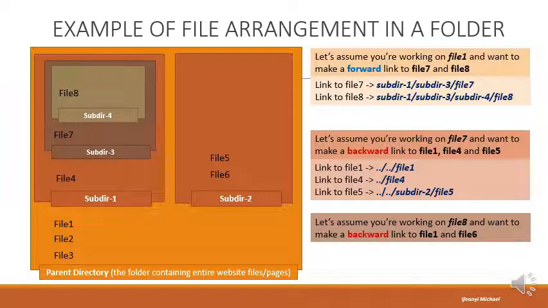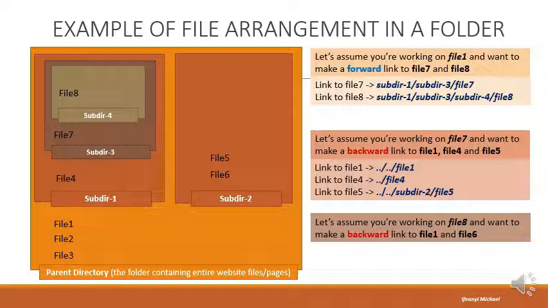And that is it. So let's assume again we are working on file 8 this time around and we want to make a backward link to file 1 and file 6. Now, we can do double dot forward slash, double dot forward slash, double dot forward slash, but that will be looking kind of weird. So we have another better way we can do that. We can just instruct the link to get straight down to the root directory and get me file 1.